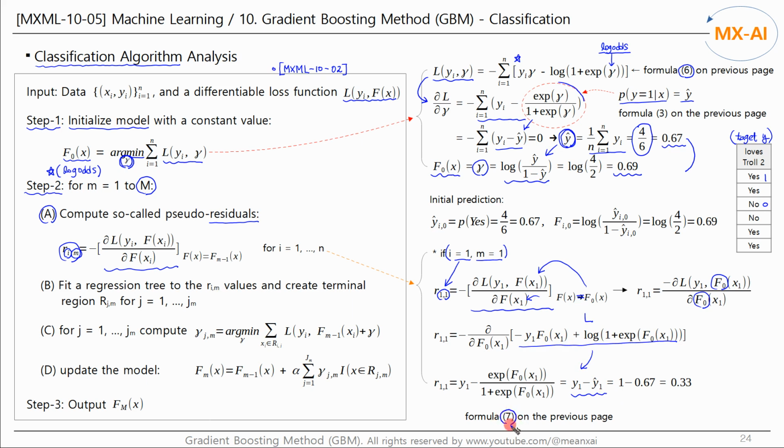The actual y value of the first data point is 1. And the initial y hat value is 0.67, so the residual for the first data point is 0.33. This is also the same as the result of the previous video. The residuals for the remaining data points are also calculated in this way.